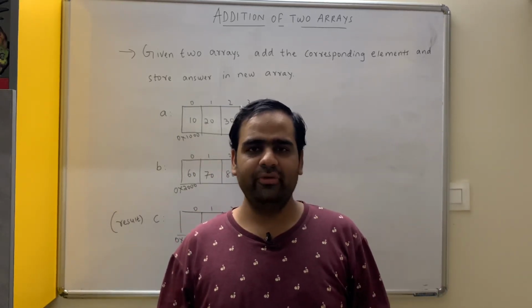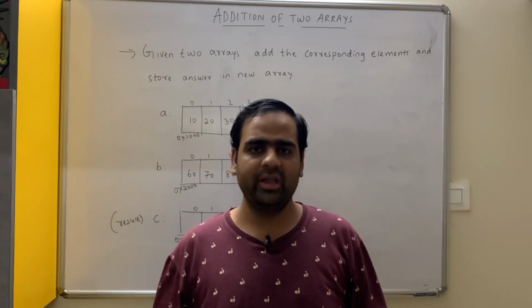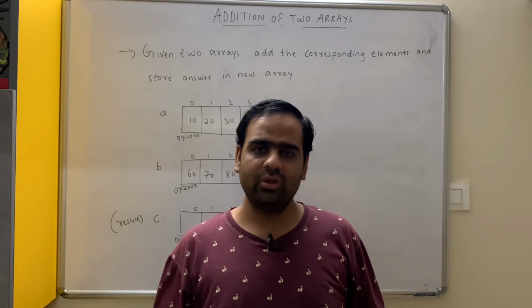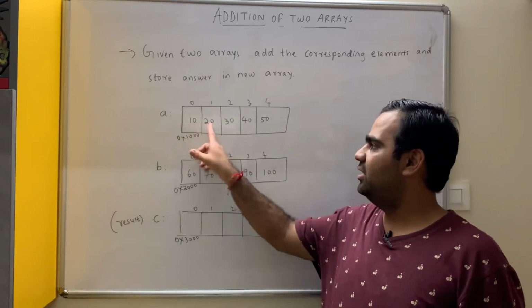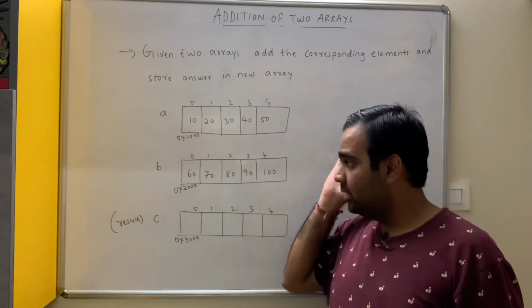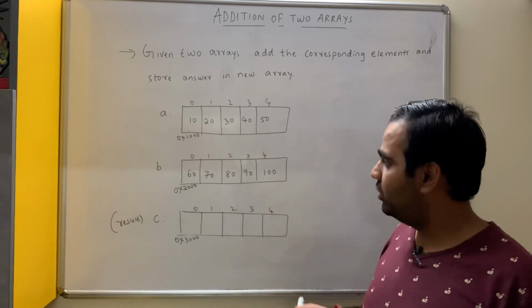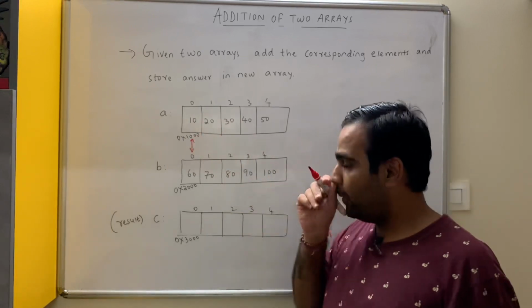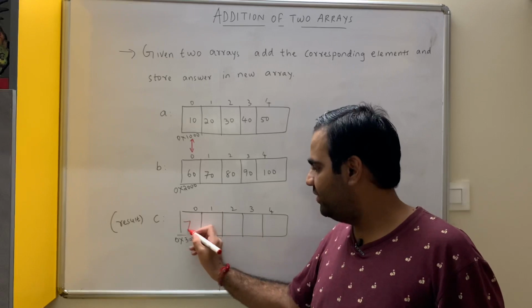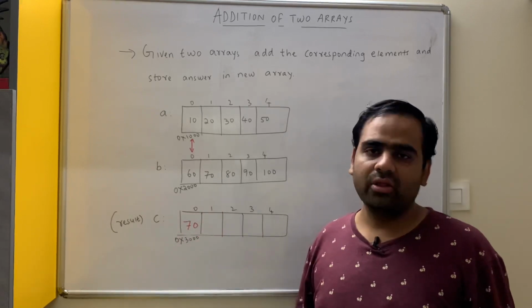In this video we will see how we add two arrays, that is the corresponding elements of the array, and store the answer in a new array. Suppose this is the array given: A is 10, 20, 30, 40, 50, and B is 60, 70, 80, 90 and 100. What we want to do is add the corresponding array elements. Now what is 10 plus 60? It is 70, and we want to store it in another array, that is the resultant array.